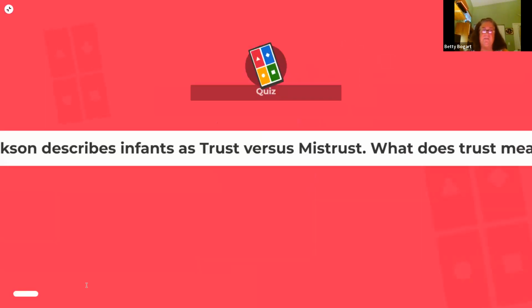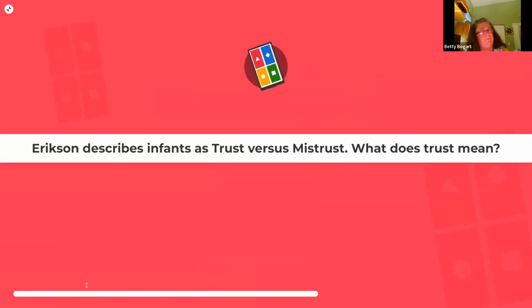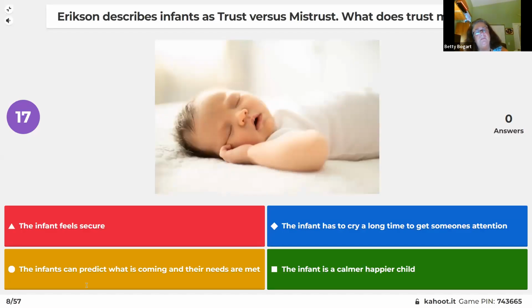A multi-select. Erickson describes infants as trust versus mistrust. What does trust mean?